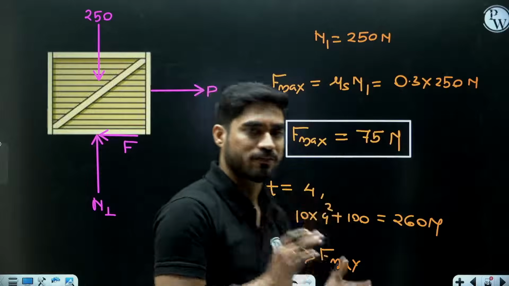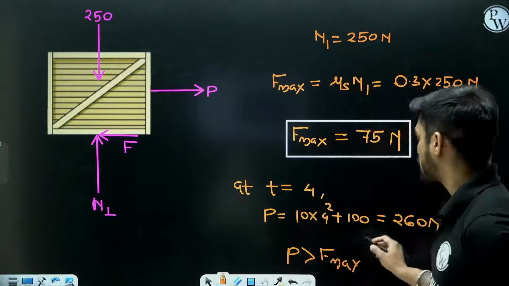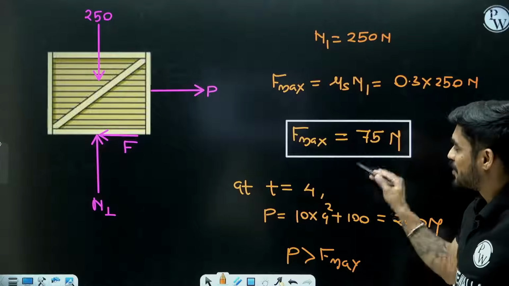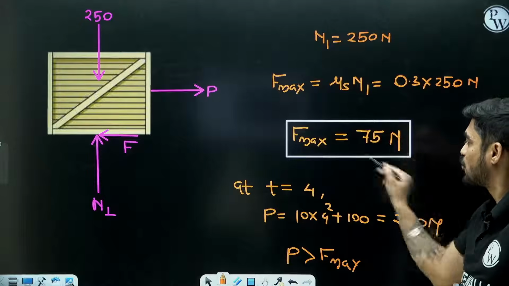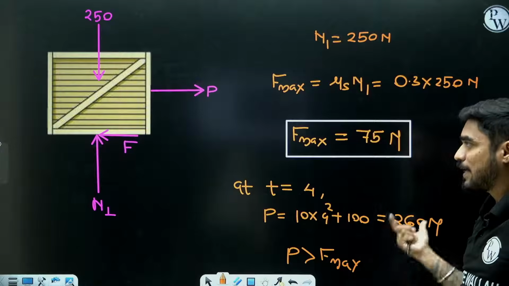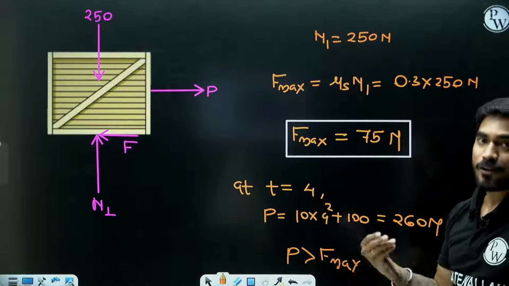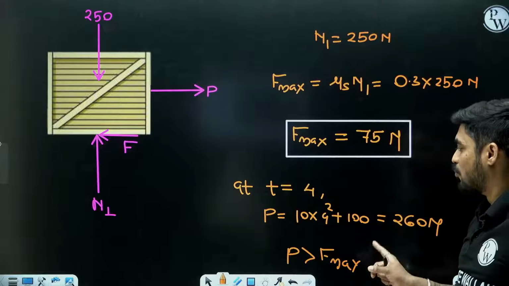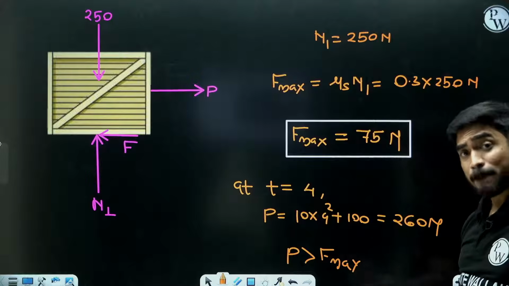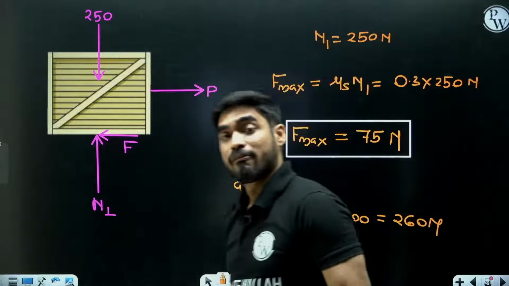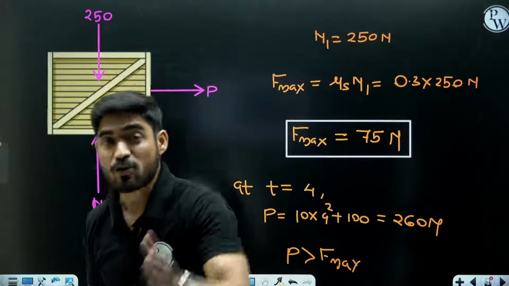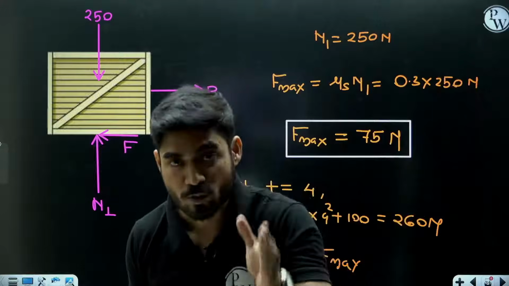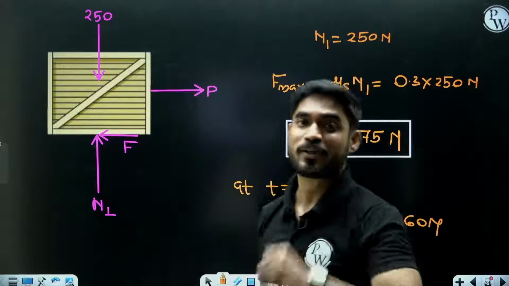It is proved. If let's say your P was only 60 Newton, then your answer would have been 0, because in order to move the crate, you need more than 75 and you are applying only 60. So the crate will not move. But now we know that the crate is moving. But whether it is moving from 0 to 4 seconds, or from 1 second to 4 seconds, or from 2 seconds to 4 seconds, that also you need to understand.